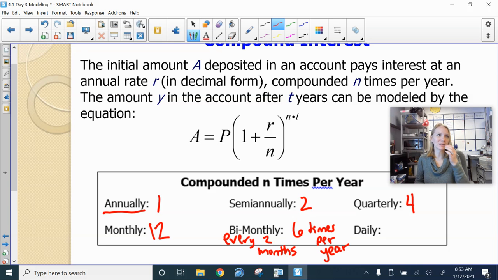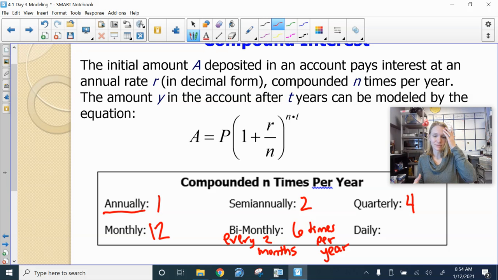Bi-weekly, or sometimes people go, oh, bi-monthly, that means every half month, but that would be more like a bi-weekly situation. So bi-monthly is every 2 months. Bi-weekly would be every 2 weeks. So we try to use that to help us work that out.